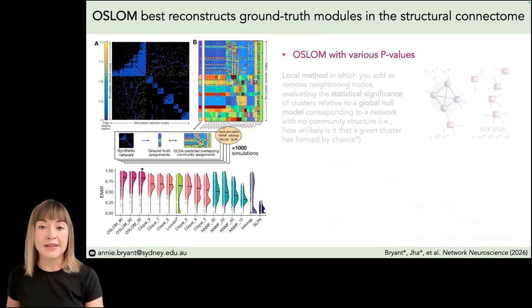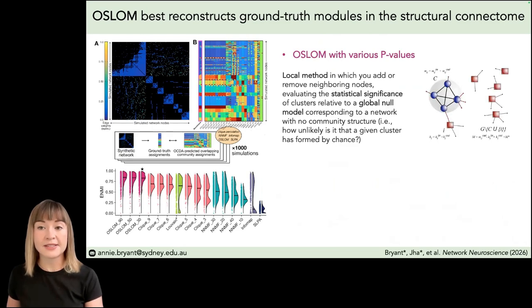This is a local method for community detection that assigns clusters and evaluates how likely or unlikely it is that a given cluster has formed by chance. We examined different p-values for the cutoff of the significance threshold. We progressed with this method using a p-value of 0.3 for the rest of our analyses.